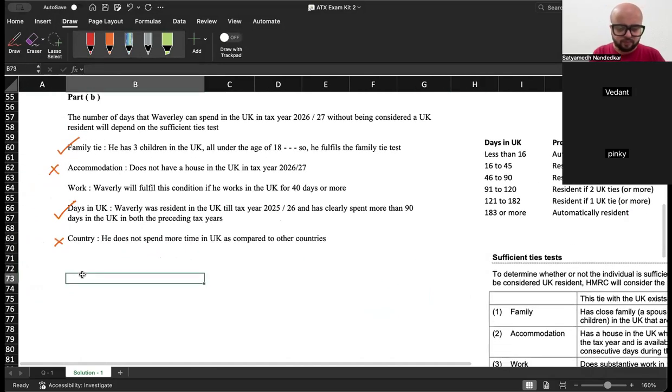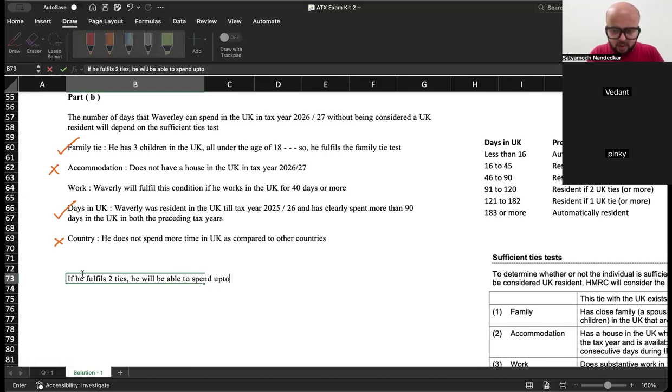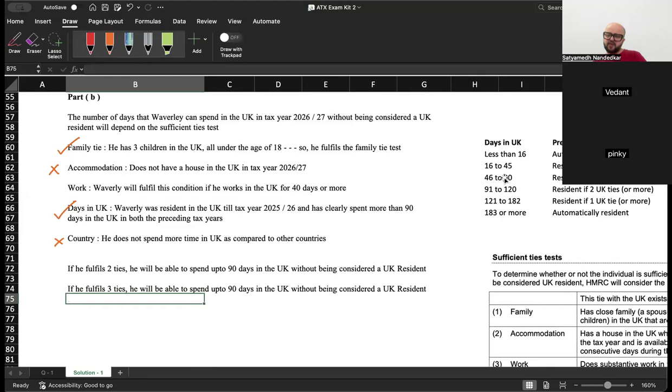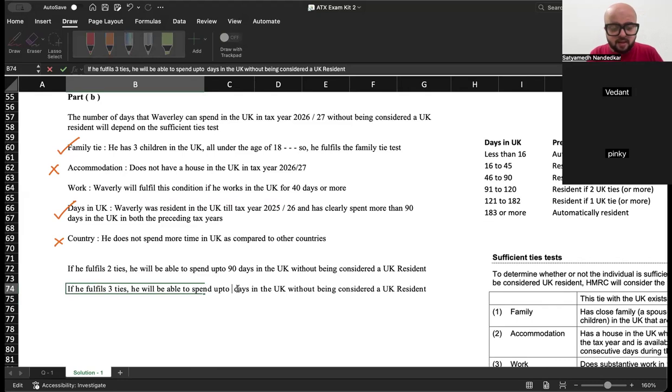ठीक है? Now, if he fulfills two ties, he will be able to spend up to 90 days in the UK without being considered a UK resident. And if he fulfills three ties, in the case of three ties, if he is spending 46 to 90 days in the UK and he fulfills three ties, he is considered a resident. Here he is fulfilling three ties, so he has to spend less than 46 days in the UK, मतलब up to 45 days in the UK without being considered a UK resident.